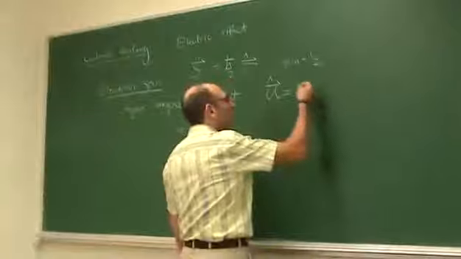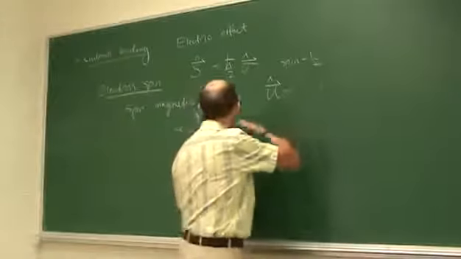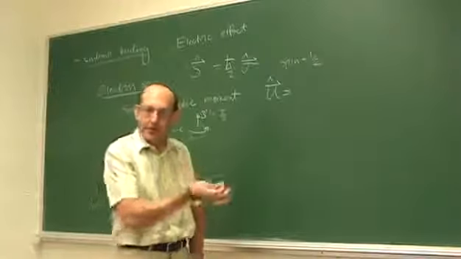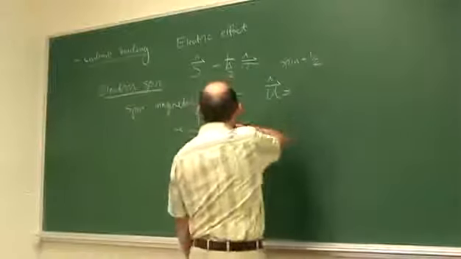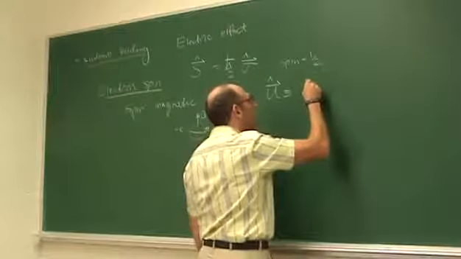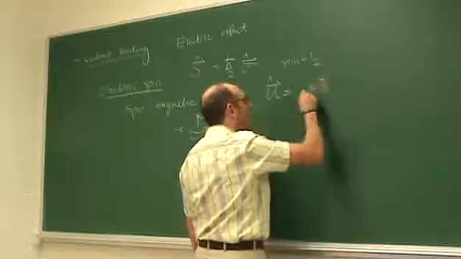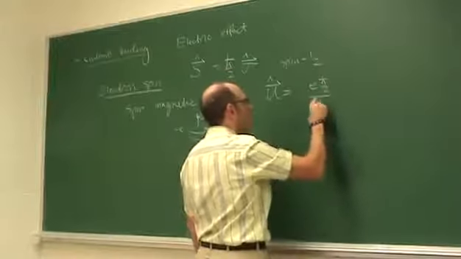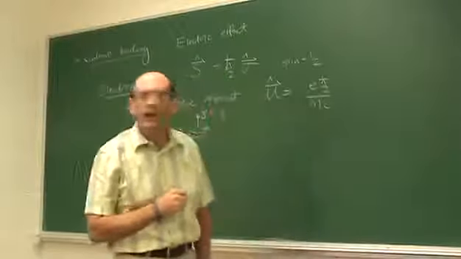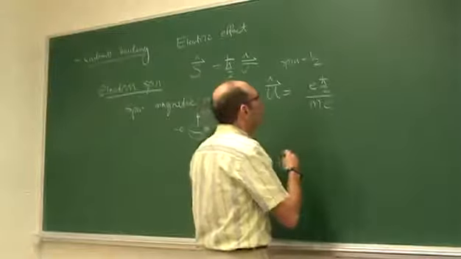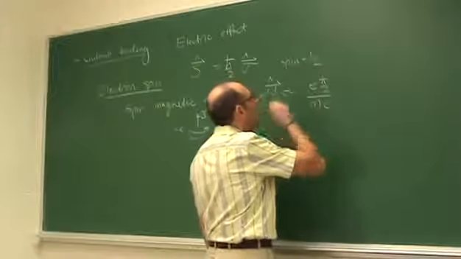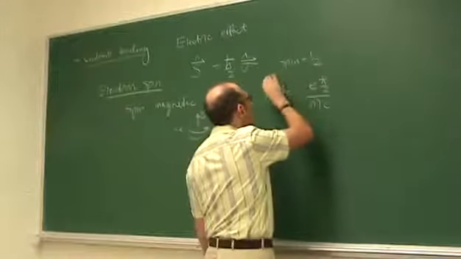And what we would have, if you just solve this problem from classical electrodynamics, for a spinning ball of charge, is the charge times the angular momentum over the mass, and in CGS units, the speed of light. So this would be the magnetic moment associated with the spin angular momentum if I thought about this classically.